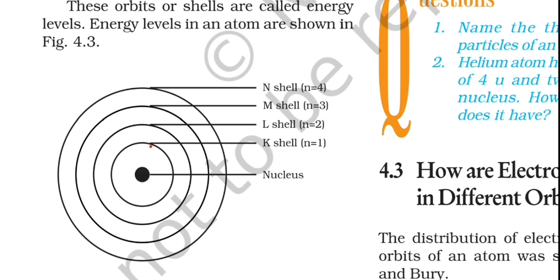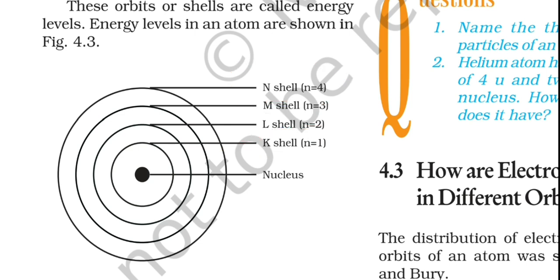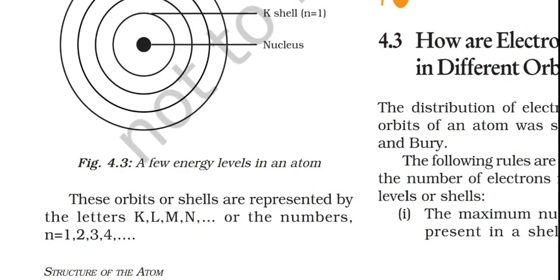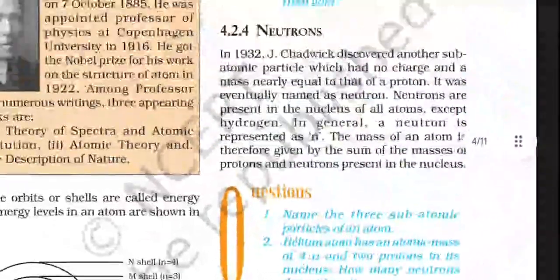Afterwards, the first shell present near the nucleus is known as the K shell. Above the K shell, the L shell is there. Above the L, the M shell is there, and above the M, the N shell is there. So these are the shells present in an atom, discovered in Bohr's atomic theory. These are known as the energy levels in an atom. These orbits or shells are represented by the letters K, L, M, N, or numbers 1, 2, 3, 4.